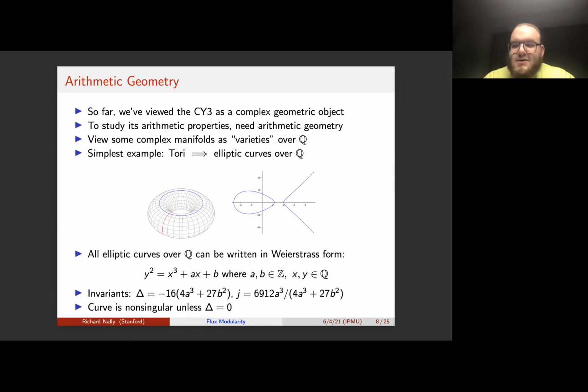And that's a fancy word for saying I have a complex manifold which is defined as the zero locus of some polynomial. And if all coefficients of my polynomial are rational numbers, I can just view the whole polynomial as being defined over the rationals. And so in the simplest example, we start with a complex onefold, a torus, and we view it as being defined over Q. So we go from having a donut to what's called an elliptic curve.